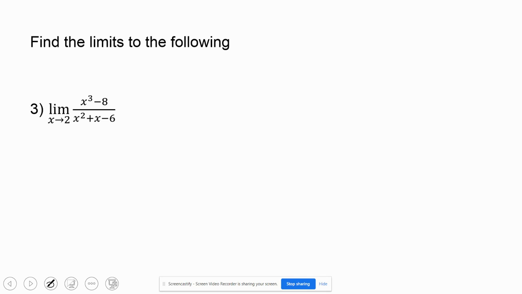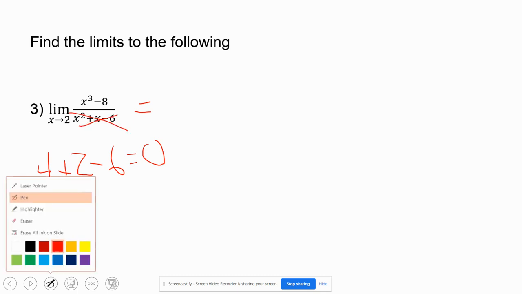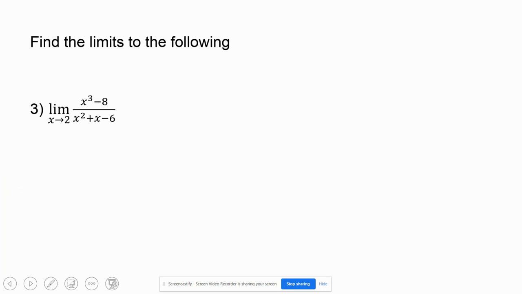Third one, now you're headed towards a finite number, so different set of rules. On this problem, I'd like to plug in x equals 2 into the bottom, but if I plug 2 into the bottom, I'm going to get 4 plus 2 minus 6, which gives me 0, and I can't have 0 in the denominator.